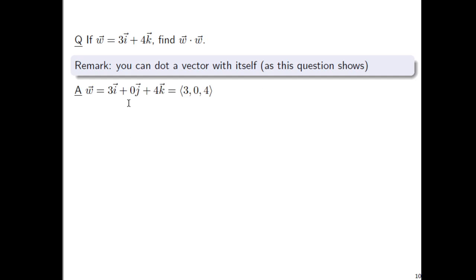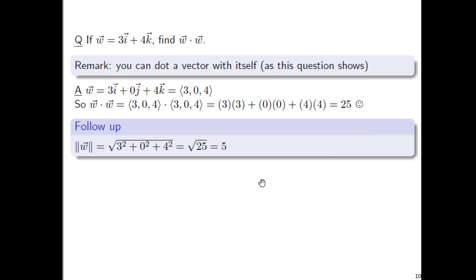Written in the other format, I just included the 0j. There's no j term, but I included a 0j. Ha, j term, I just thought about that. That's kind of funny for winter session classes. Anyway, I wrote this out as 3i plus 0j plus 4k so that where the 0 appears as the middle number between the commas is a little clearer. Then we can apply the dot product formula: 3 times 3 plus 0 times 0 plus 4 times 4, you end up getting 25.